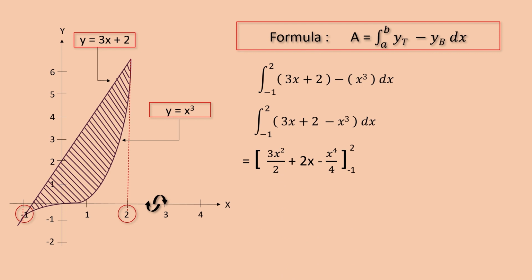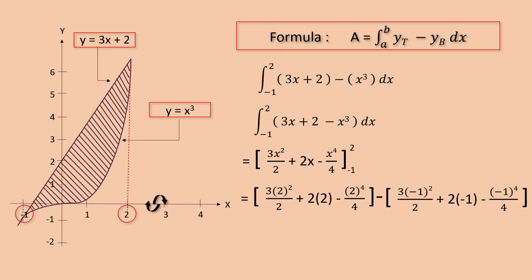Then, we can integrate: 3x squared over 2 plus 2x minus x to the power of 4 over 4, from -1 to 2. And substitute 3 times 2 squared over 2 plus 2 times 2 minus 2 to the power of 4 over 4, minus 3 times (-1) squared over 2 plus 2 times (-1) minus (-1) to the power of 4 over 4, and it becomes 6 minus -3 over 4. And the area is 27 over 4 units squared.